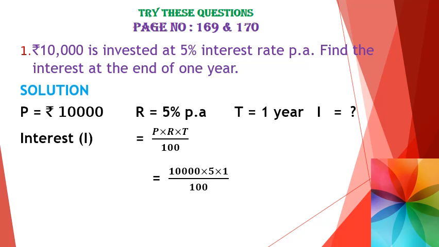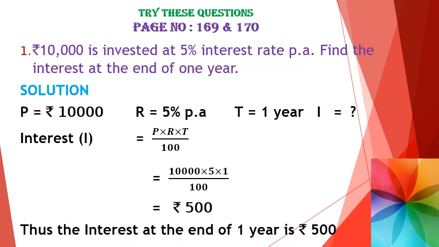Do you remember the formula of simple interest? Yes, that is simple interest I equal to PRT upon 100. Now substitute the value over there. 10,000 multiplied by 5 multiplied by 1 whole divided by 100. Two zeros in the numerator and denominator are cancelled. So we get the interest as rupees 500. Thus, the interest at the end of first year is rupees 500.